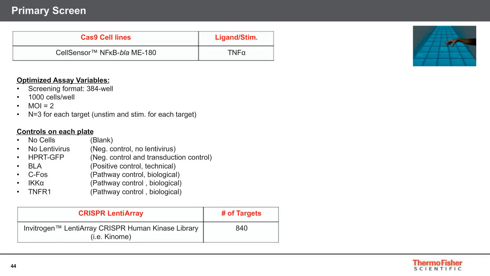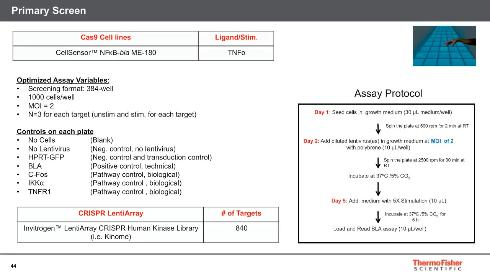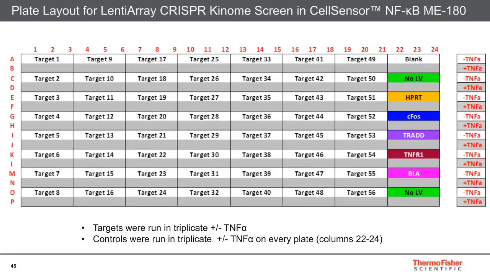And for this, we screened the whole kinome library that consists of 840 targets. And we used the same assay protocol that I previously described, which is a 5-day protocol. And this was the plate layout that we used. So we screened about 56 targets on each single 384 well plate along with the controls. So the 10.5 96 well plates of the kinome library then translates to 15 384 well plates.